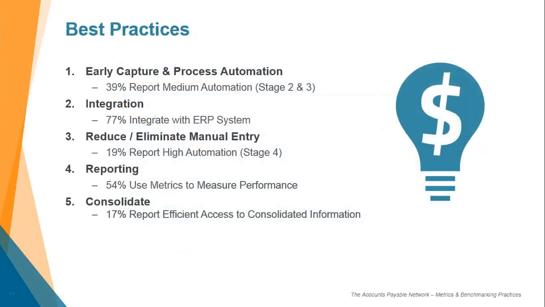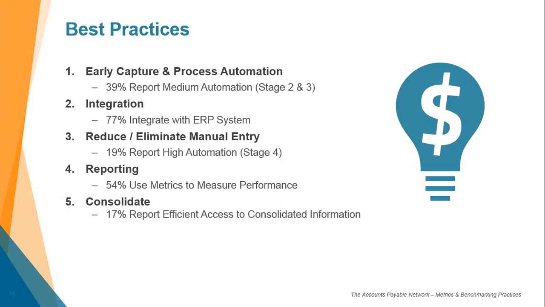So based on these stages, there are really 5 best practices that we're going to spend most of our time on this morning, which will serve as your guiding principles for automation based on our experience. Each one of these we'll talk about more in general, but to run through the list quickly: early capture and process automation, which we just spoke about, and approximately 40% of organizations are doing this or considering this.